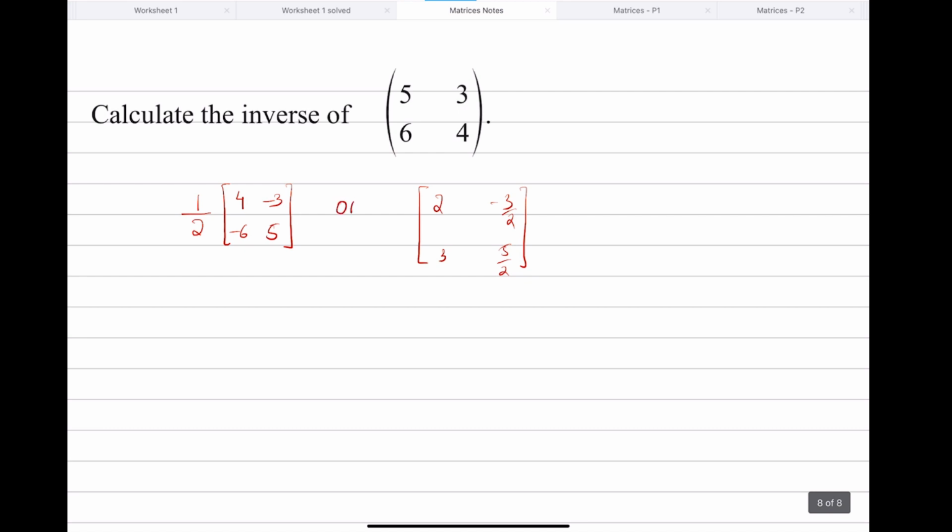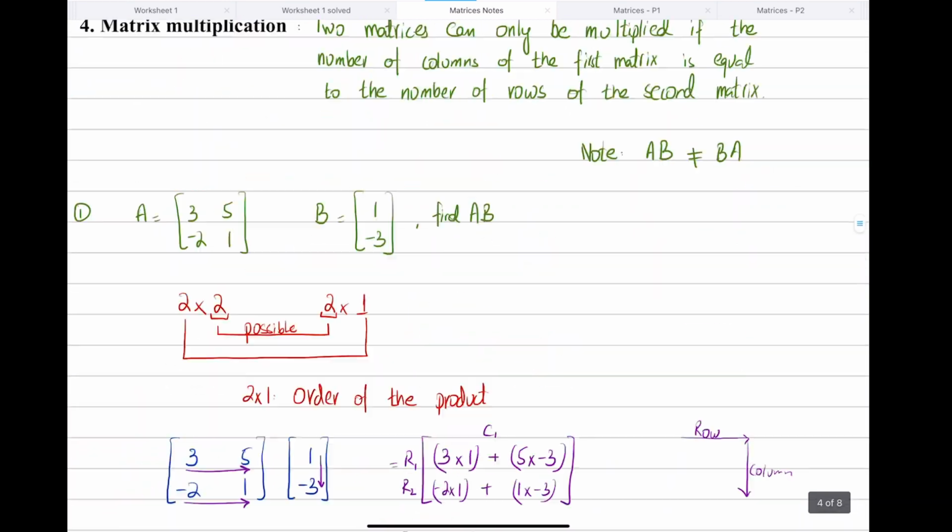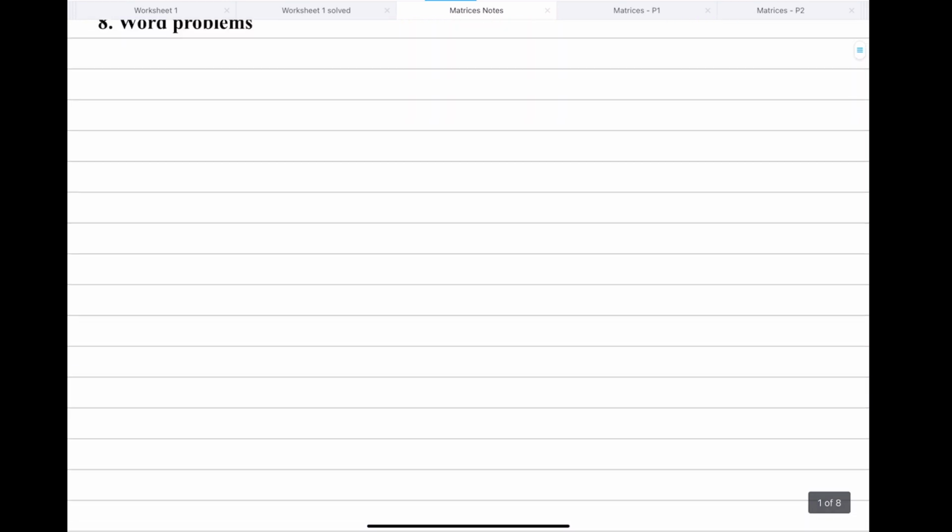So my answer is the same, but it's minus 3 instead of just 3. Is that correct? Oh yeah, it will be minus 3. It has to be minus 3. So yeah, your answer is correct. Okay, so that's it as far as inverse is concerned.